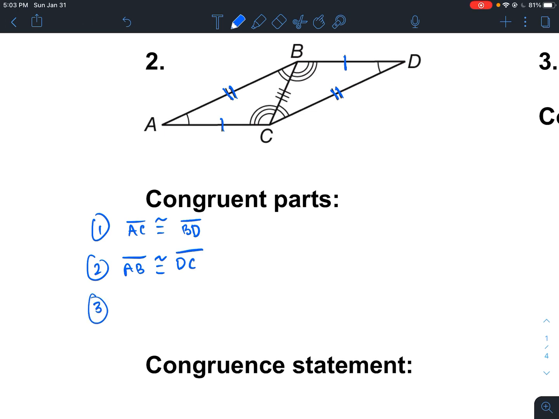Number 3, this line segment here. These two triangles share a side. So obviously this side is congruent whether it's on triangle ABC or triangle DCB. That just means we write BC is congruent with BC.